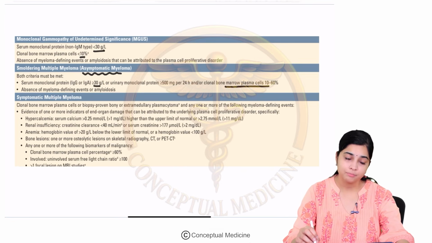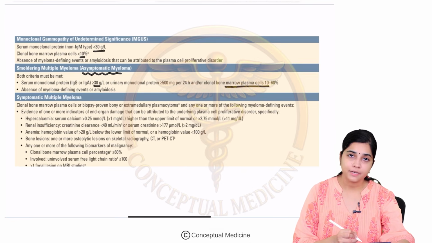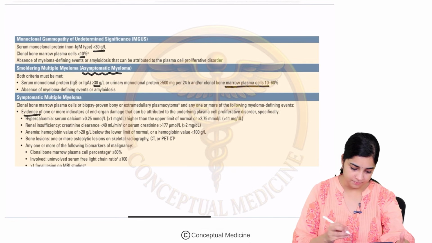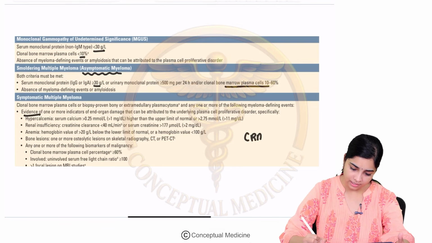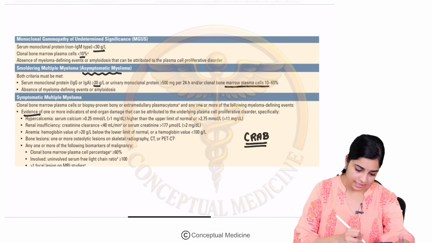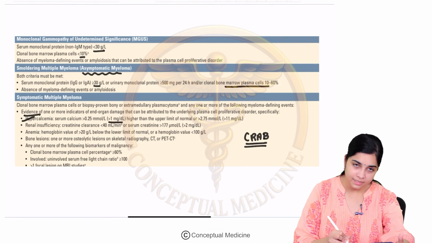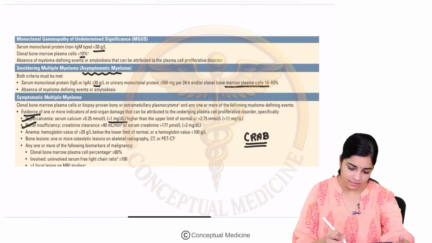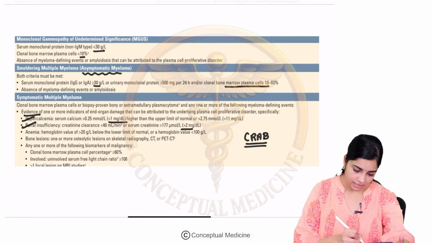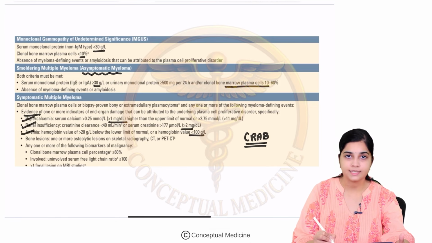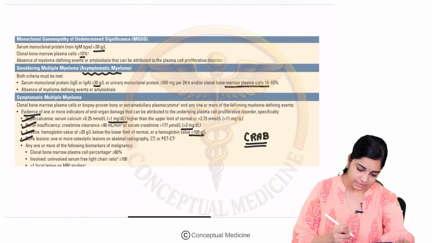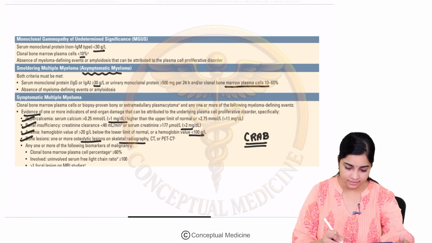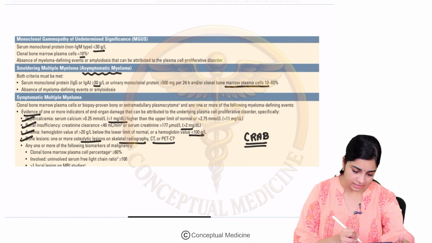So when we speak about symptomatic multiple myeloma, it is defined by the myeloma defining events, which is evidence of one or more of these symptoms, which is CRAB. Okay, so what are the CRAB features? Hypercalcemia of more than 1 milligram per deciliter higher than the upper limit. Then renal insufficiency, creatinine more than 2. Anemia where the hemoglobin is less than 10. Then bony lesions, predominantly osteolytic bony lesions on skeletal radiography, CT or a PET CT.